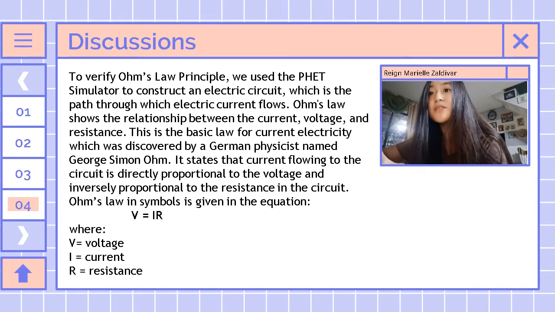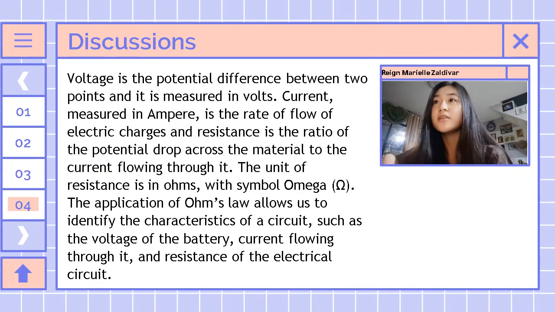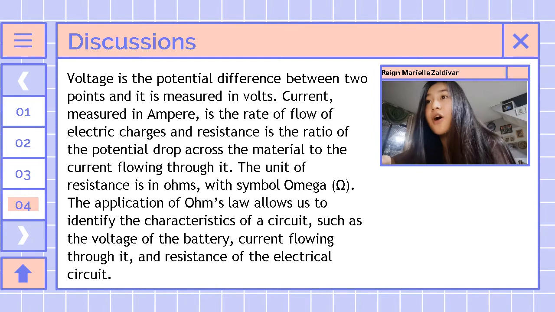Ohm's law in symbols is given in the equation V equals I R, where V is the voltage, I is the current, and R is the resistance. Voltage is the potential difference between 2 points and it is measured in volts. Current measured in amperes is the rate of flow of electric charges, and resistance is the ratio of the potential drop across the material to the current flowing through it. The unit of resistance is ohms with symbol omega.